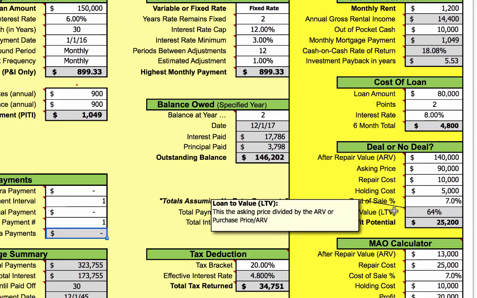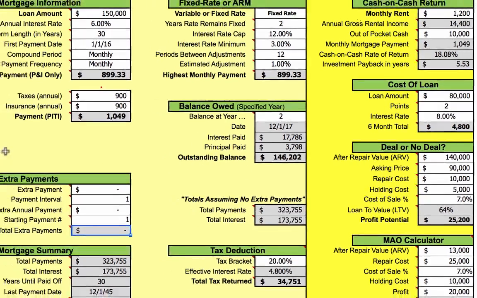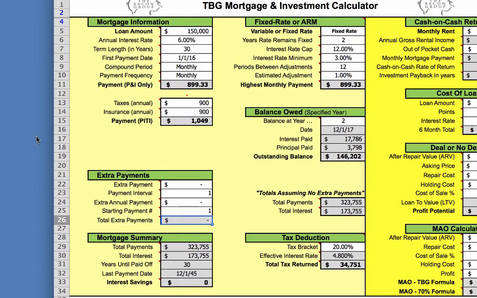First, let's get started over on the mortgage side, the left side, where you'll see the following: mortgage information, extra payments, mortgage summary, fixed rate or ARM, meaning adjustable rate mortgages, balance owed, and tax deduction. I think this area of the calculator is pretty self-explanatory, with a couple of possible exceptions which I would like to point out now.